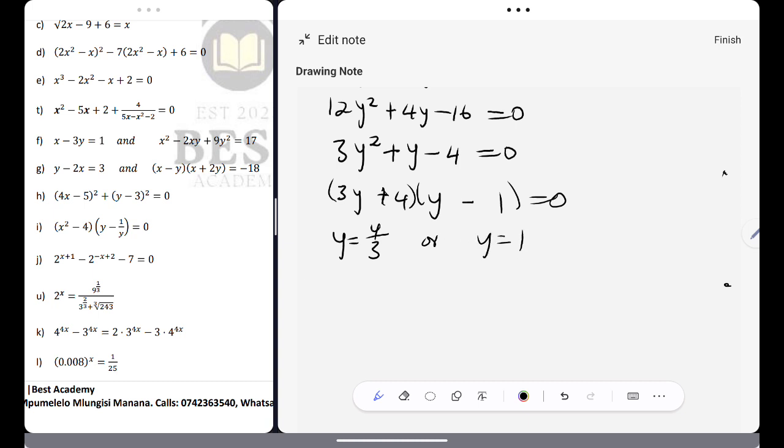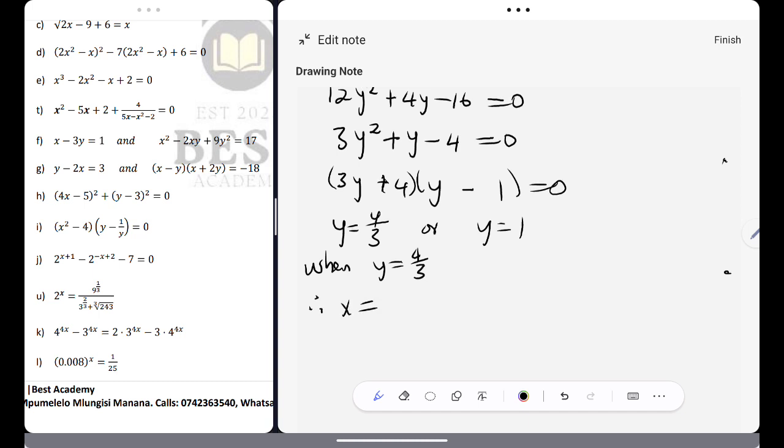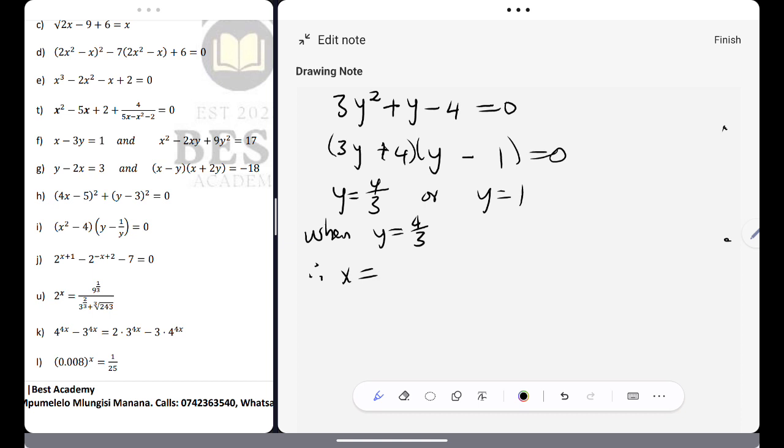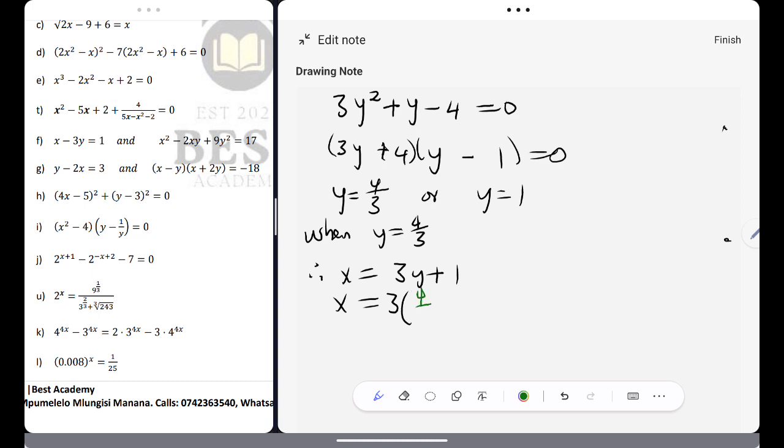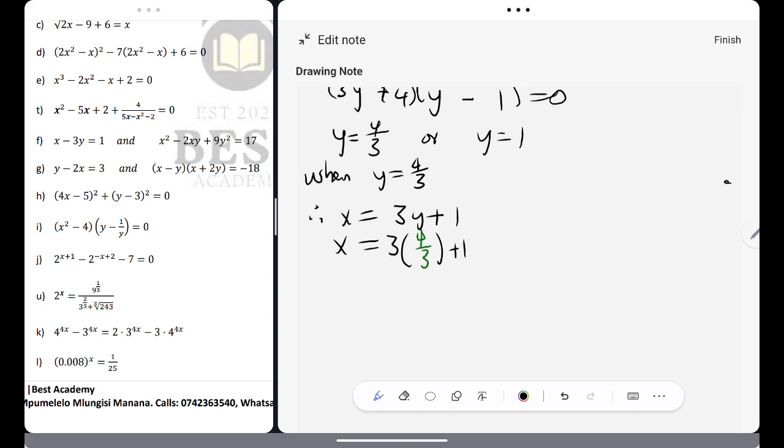So now I've solved for y. I just need to find x. When y is 4 over 3, therefore x is equal to, remember I formed equation 3 there at the top. I said x is 3y plus 1. So whenever I see y, I just need to substitute my value there, which is 4 over 3. And then my x value will be 5.